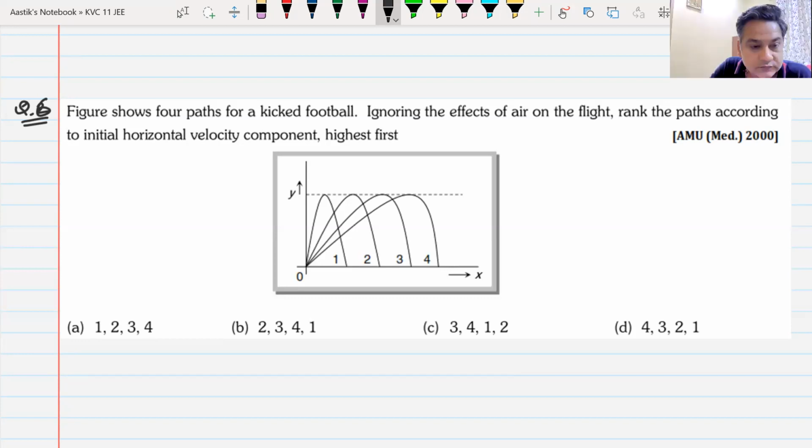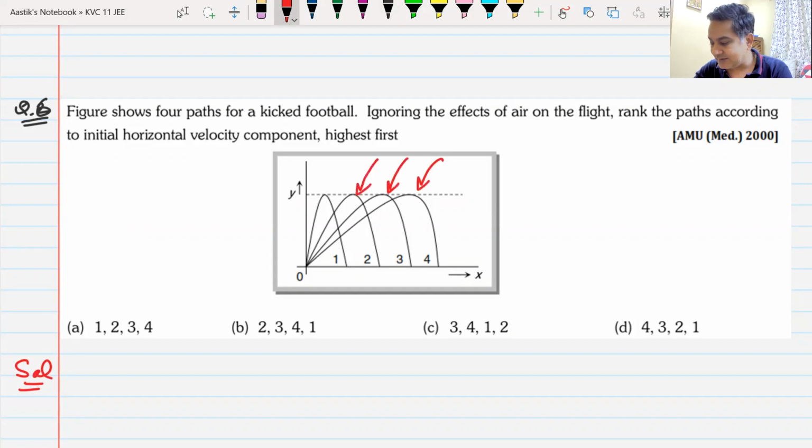Sir, D, sir. 4, 3, 2, 1. Highest first. Fourth is highest. Yes, that is correct. Absolutely correct. How do we do this? What are the things that we need to see in this question? In this question, we need to see that maximum height in all the four cases is the same. Do we see this? Yes or no?